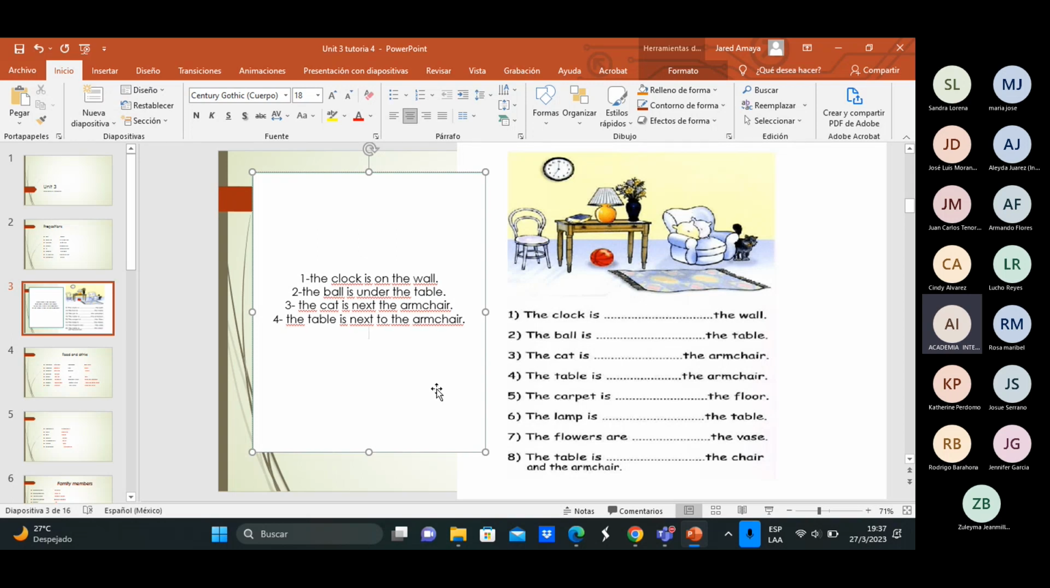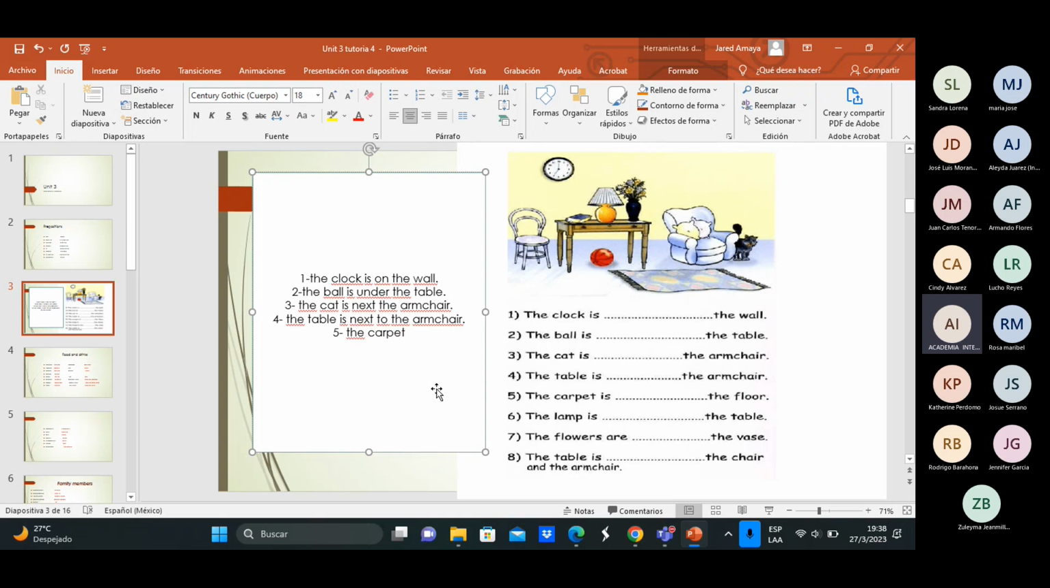Ahora, number five. How would you make the number five? The carpet is on the floor. On the floor. Floor es el piso, ¿verdad? Floor es el piso. ¿Cuál utilizarían ahí? Perdón, no la escuché muy bien. In or on? On. Mm-hmm. On.